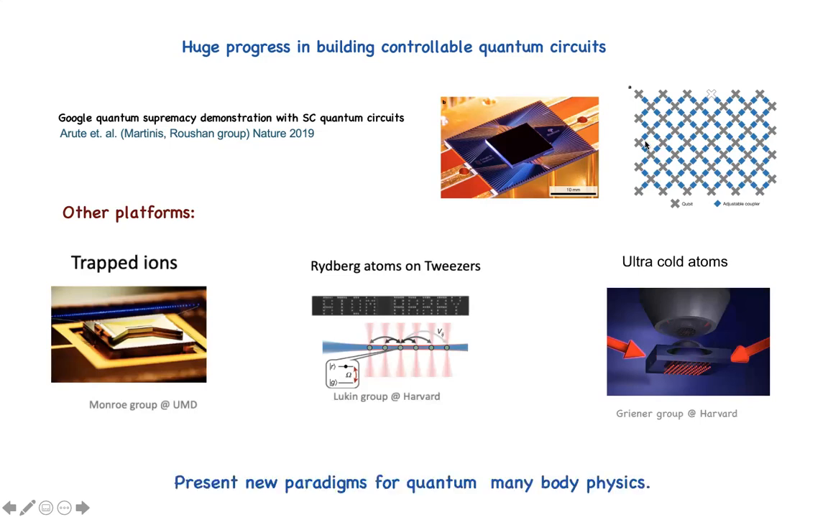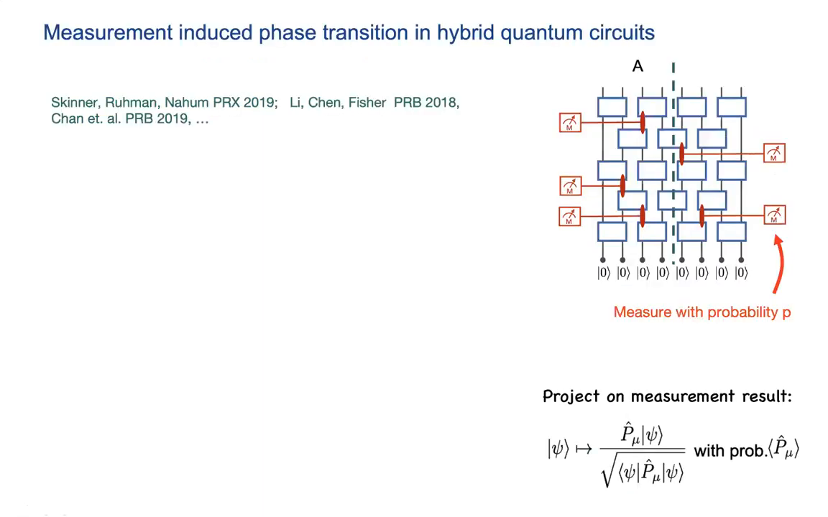Again, my focus today is to talk about these systems, or quantum circuits in general, as new paradigms for quantum many-body physics. An example of how it can be a new paradigm, and what is really different, is measurement-induced phase transitions in hybrid quantum circuits. So first of all, what is a hybrid quantum circuit?